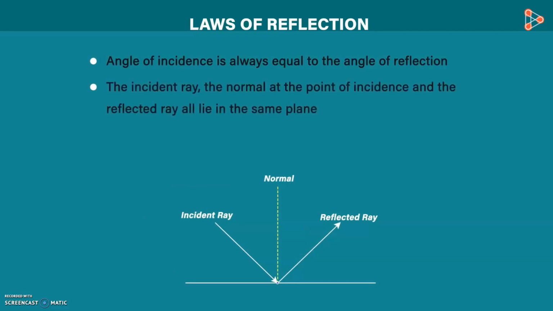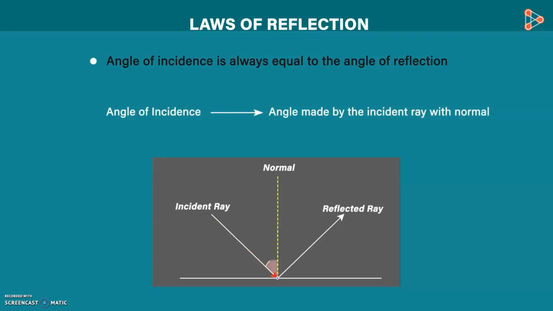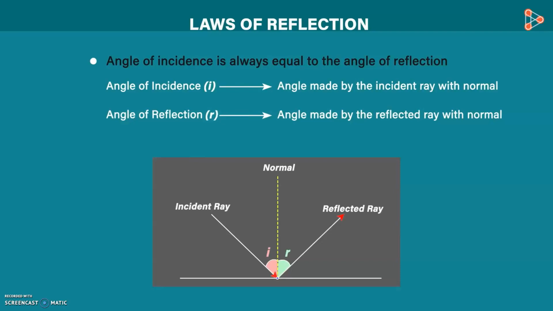These laws of reflection, we are interested in the first one only. The angle of incidence is always equal to the angle of reflection. As we can see, first we have to learn what we mean by the angle of incidence and the angle of reflection. The angle of incidence, we will call it I, is the angle made by the incident ray with the normal line. The angle of reflection, we'll call it R, is the angle made by the reflected ray with the normal line.